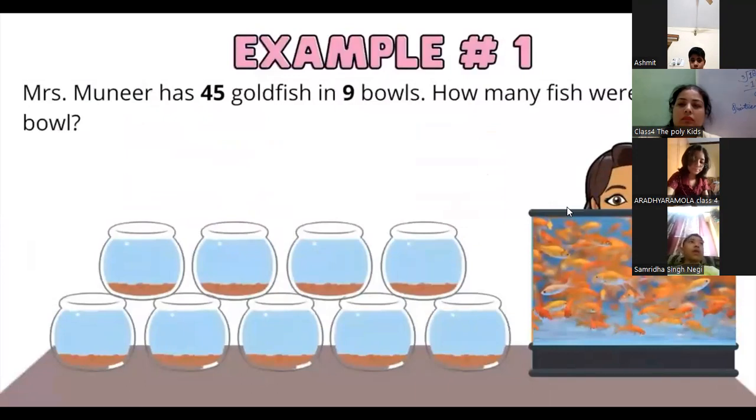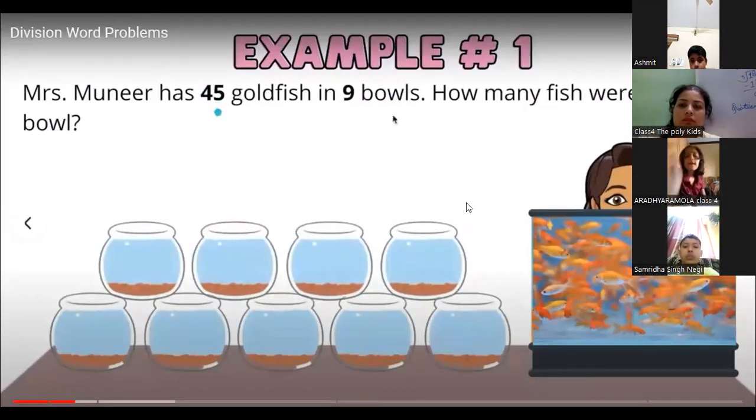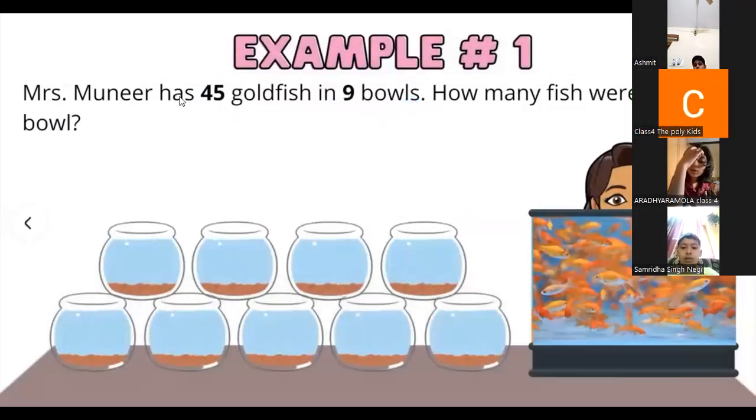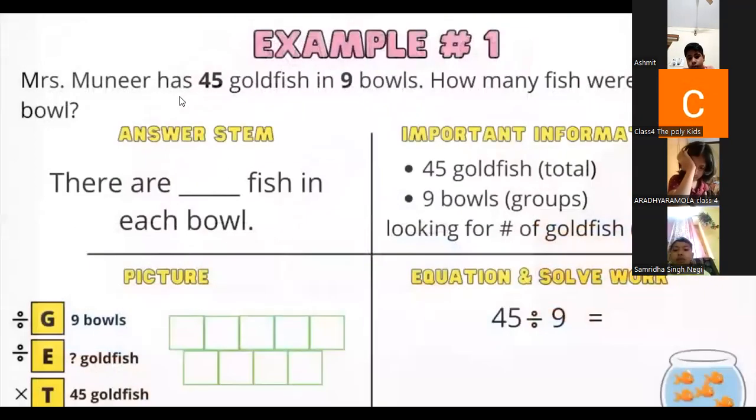So in this case, you have the total number of fish. Our groups is the 9 bowls. And we are looking for each, the number of fish in each bowl. Let's go ahead and make our problem-solving model. For the answer stem, you will write, there are blank fish in each bowl.